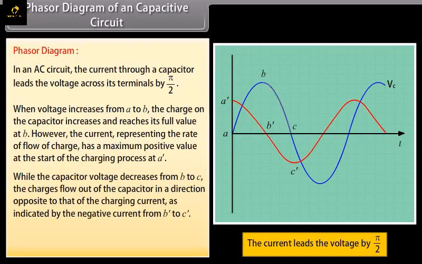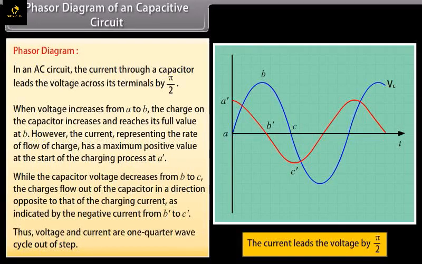While the capacitor voltage decreases from B to C, the charges flow out of the capacitor in a direction opposite to that of the charging current, as indicated by negative current from B dash to C dash. Thus, voltage and current are 1/4 wave cycle out of step.